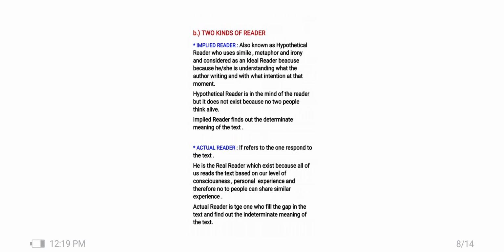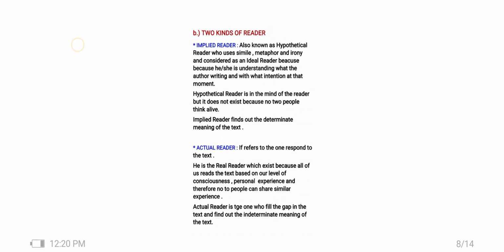Next comes the actual reader. It refers to the one who responds to the text. He is the real reader who exists, because all of us read the text based on our level of consciousness and personal experience, and therefore no two people can share similar experience. The actual reader is the one who fills the gap in the text and finds out the indeterminate meaning of the text.